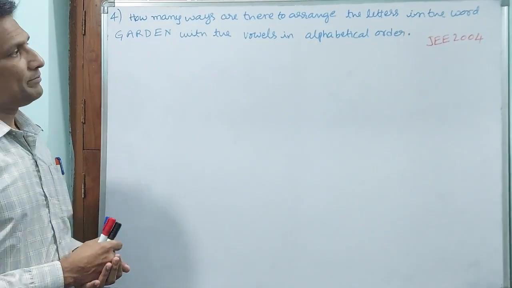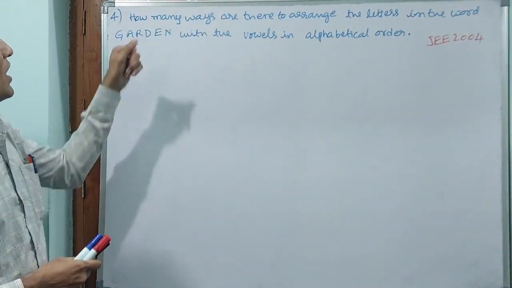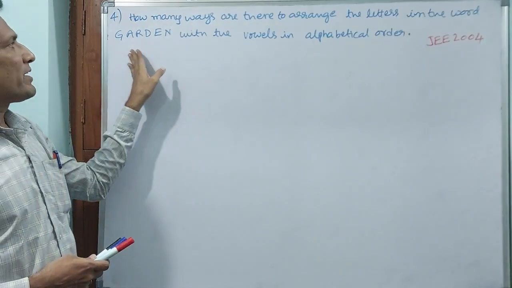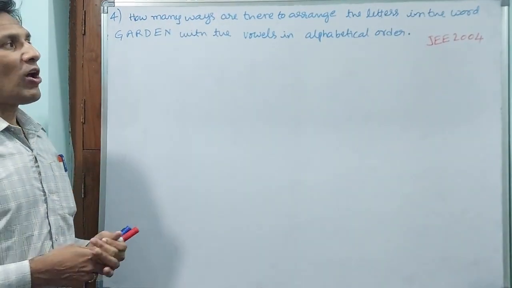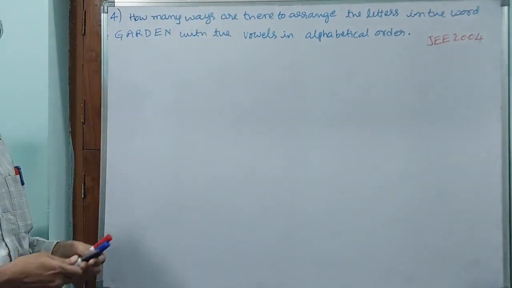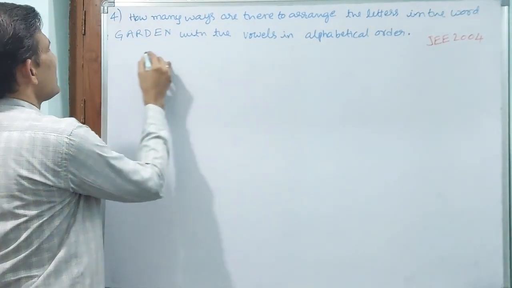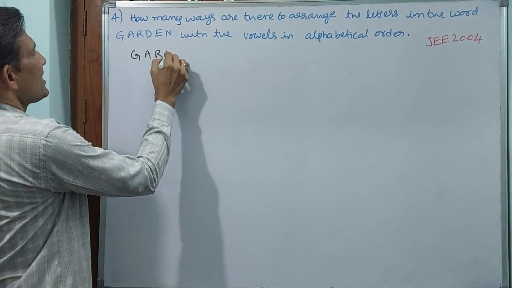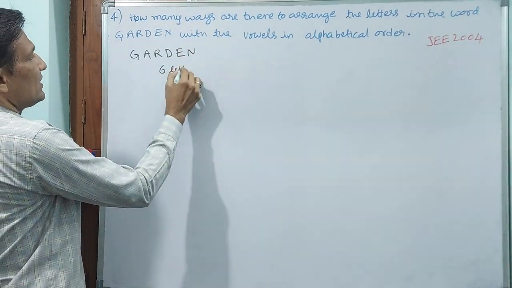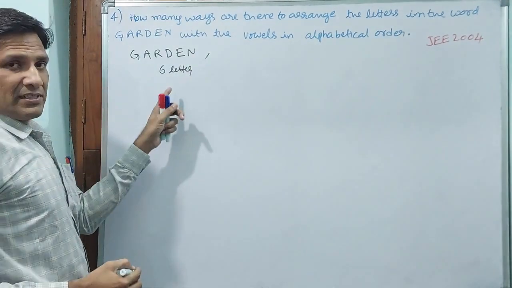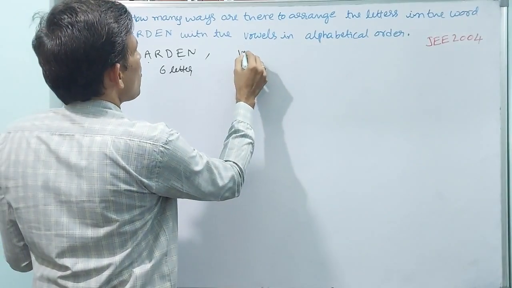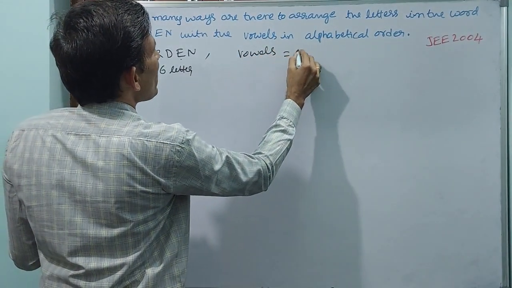Okay. See, fourth question, JEE 2004 question. How many ways are there to arrange the letters in the word GARDEN with the vowels in alphabetical order? See, vowels are what here? Vowels. First of all, I am writing GARDEN. See, GARDEN is the word. 6 letters are there. Among 6 letters, A and E, only 2 vowels are there. Vowels is equal to 2.